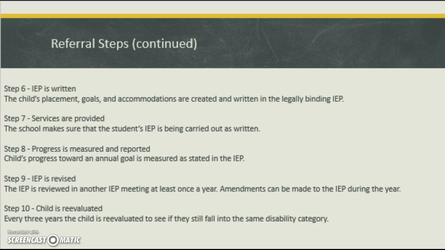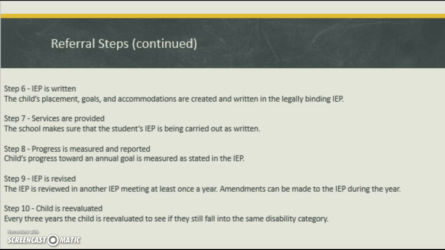Next is step 7. Services are provided. The school makes sure that the child's IEP is being carried out as it was written. Parents are given a copy of the IEP, as well as the child's teachers and service providers. These teachers and service providers know his or her specific responsibilities for carrying out the child's IEP. This includes the accommodations, modifications, and supports that must be provided to be in keeping with the IEP.